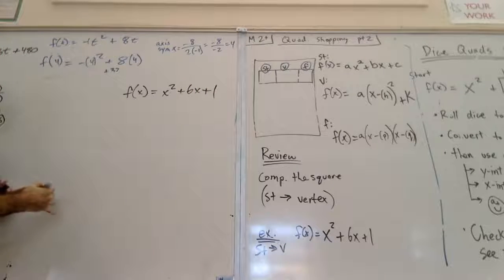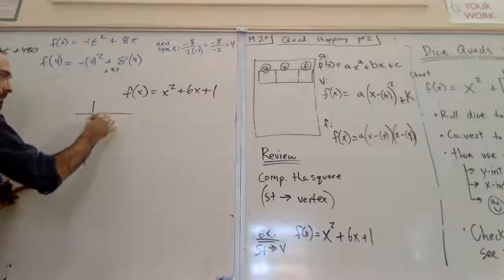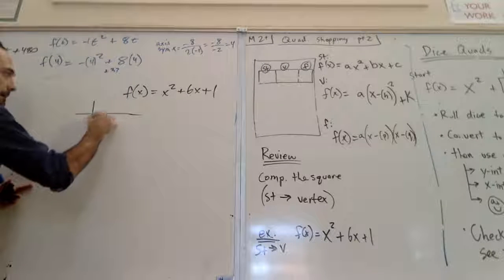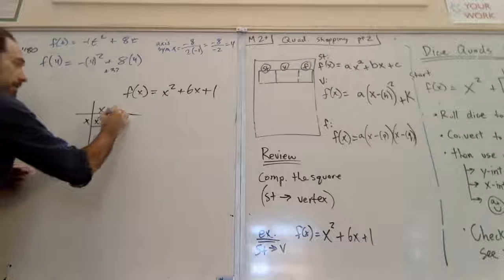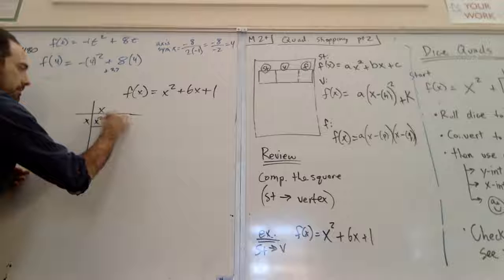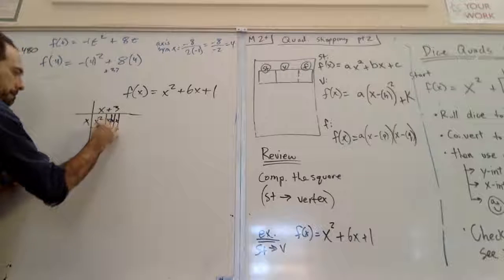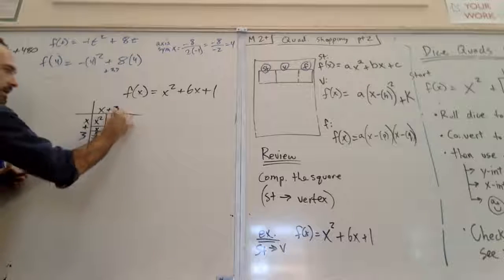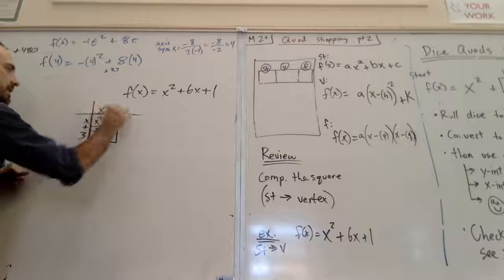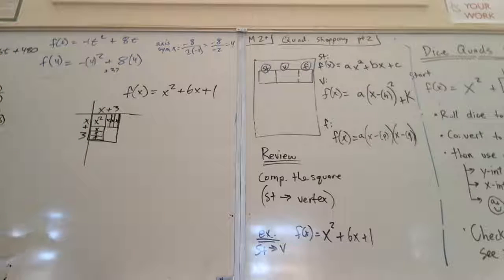And then we look at this. Let's go ahead and see if we can make it x times x, right? How am I going to break up the 6x? 3 and 3? Makes sense. So plus 3, plus 3. So you see that if I could fill in this box, the dimensions of them would be x plus 3 times x plus 3.